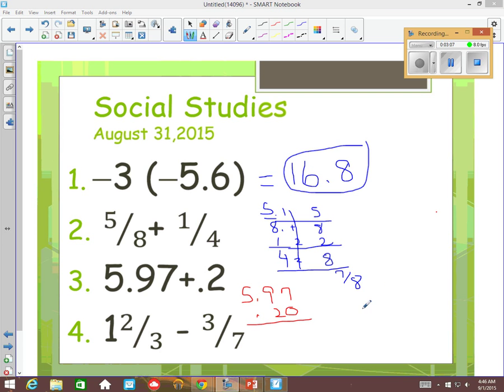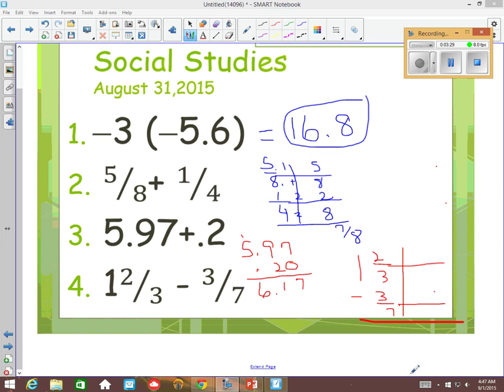Now number 3, you have to make sure you line up your decimals. Many of you may have gotten it wrong because you moved the 2 under the 7. The 2 has to be under the 9 because the decimals have to line up. So I'm going to add, you have 7, 9, 10, 11, carry 1, and you have 6.17 for that question.